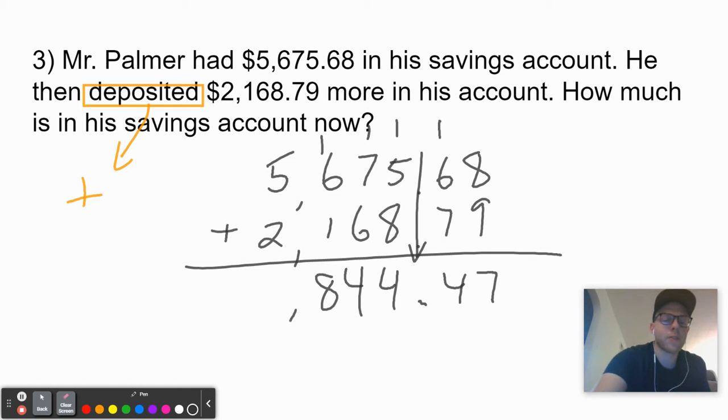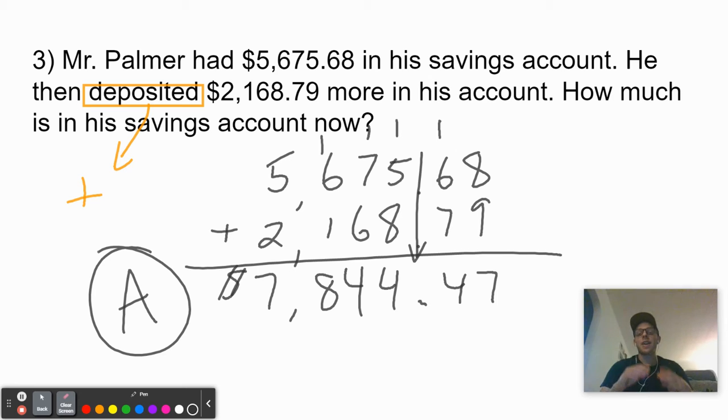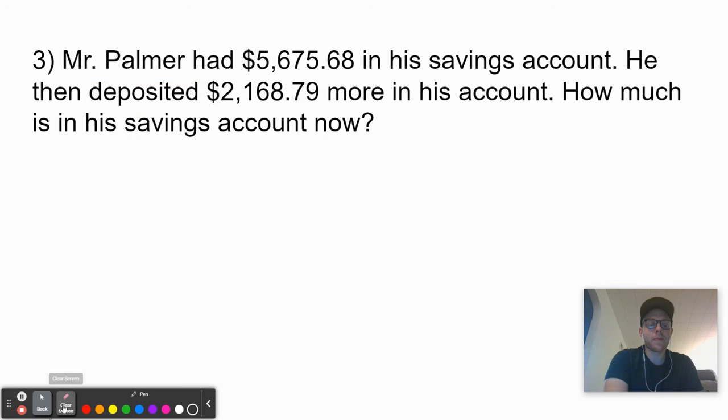And 5 plus 2 is 7. So I got an answer of $7,844.47. Now, if I take a look in my book at all those multiple choice answers, I see that this is there. It is answer A. So that number matches up with choice A in the multiple choice section of this question. So hopefully you got that one right.